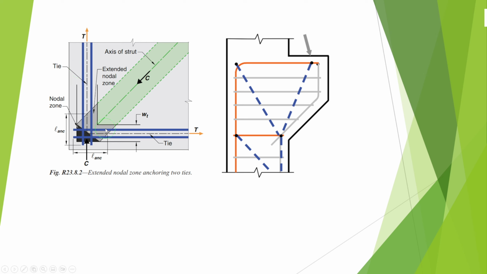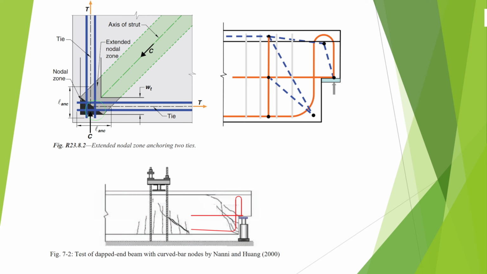So ACI 318-19 now provides some provisions that will help you satisfy the anchorage requirement for this node using a curved bar node to connect the two ties together, like that. But we have to satisfy some requirements to make this node safe against bearing failure.